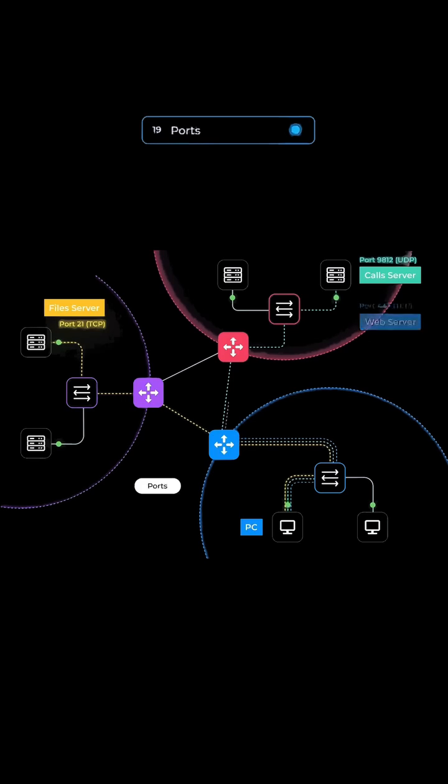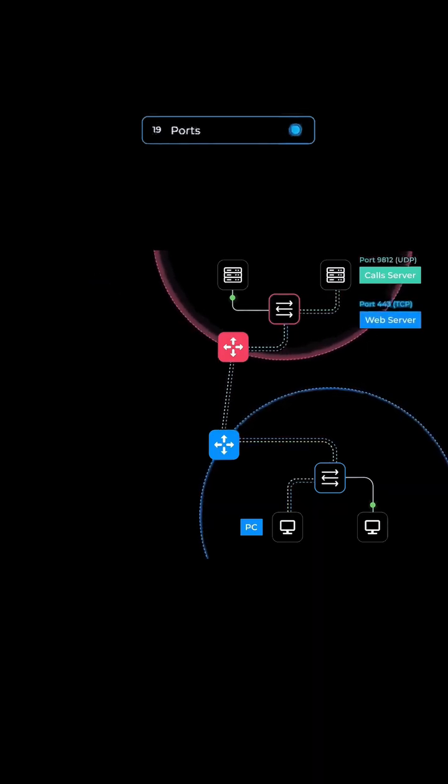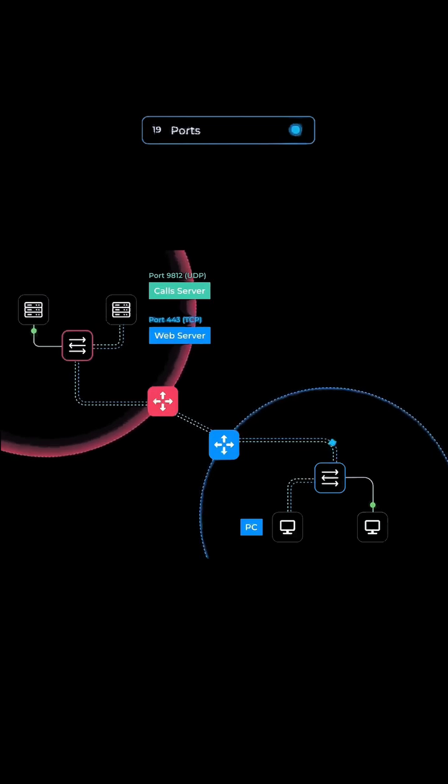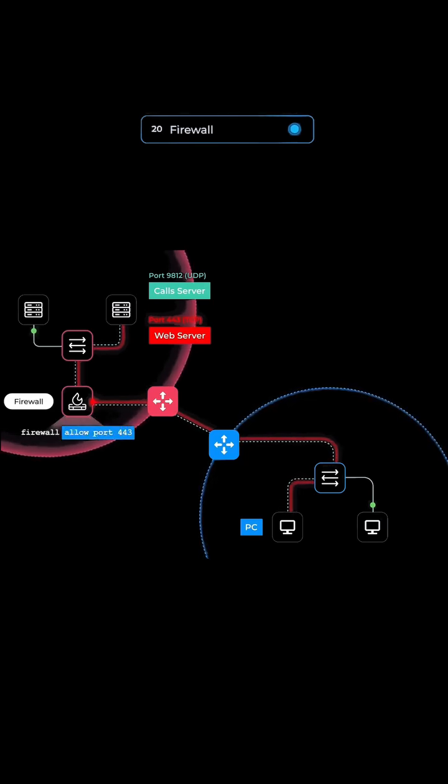For example, port 443 for web traffic, and this one for your video call. So our device sends a packet to port 443 on a remote server. But it's not working, like if something is blocking it. A firewall controls what traffic is allowed in and out of a network. It can block specific ports, IP addresses, or types of traffic. We need to add a firewall rule so that our packet can finally reach the server.